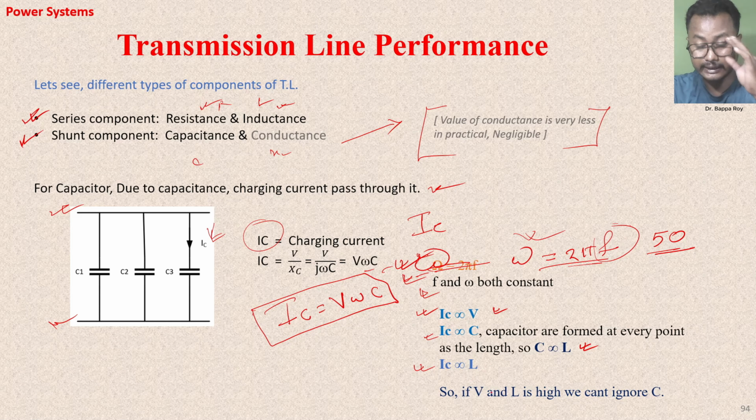So if V and L are high, we can't ignore C. In the analysis or calculation of transmission line performance, we can't ignore C when the voltage and the transmission line length are high. You got it? Okay.